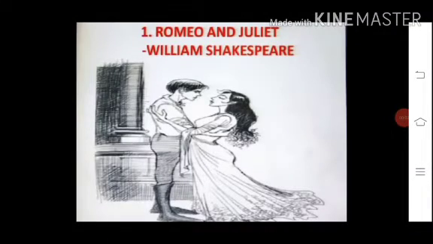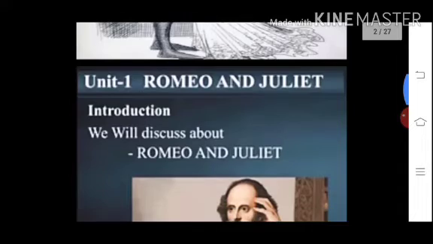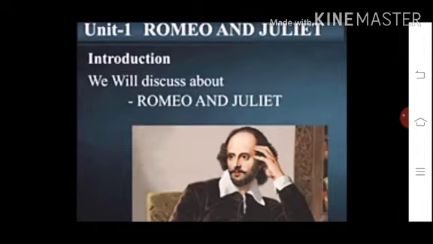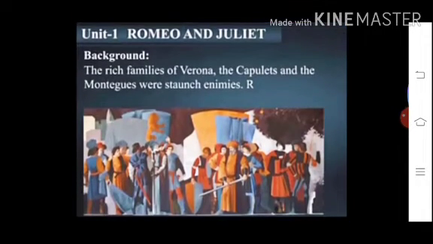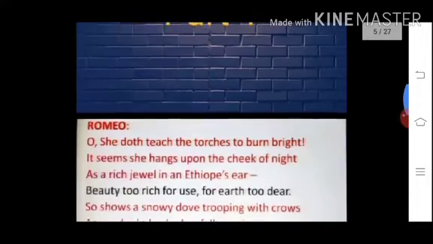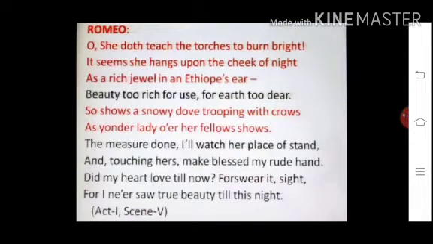Dear students, now you see the picture of Romeo and Juliet, which is depicted in our textbook. Romeo and Juliet, the drama, was written by William Shakespeare, world famous dramatist. Now you see the two noble families of Verona, the Capulets and the Montagues. Let us start part 1, that is Romeo's Monologue towards Juliet.